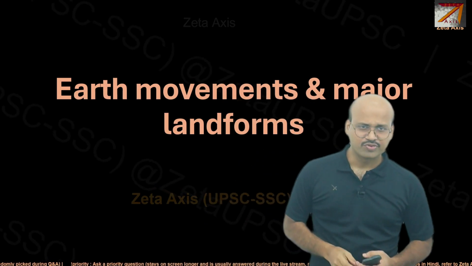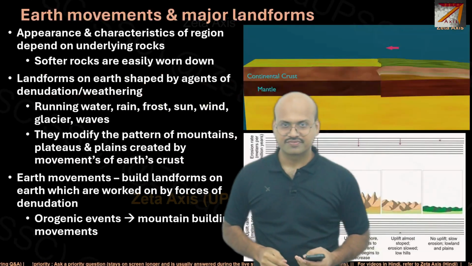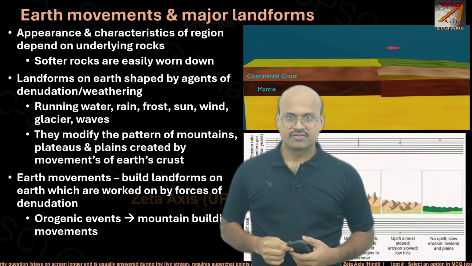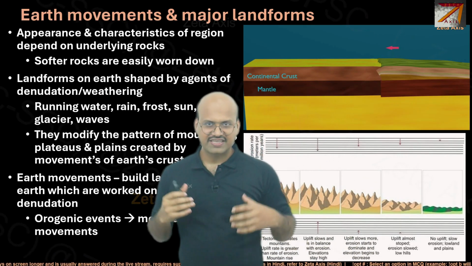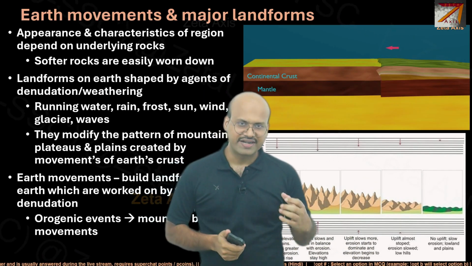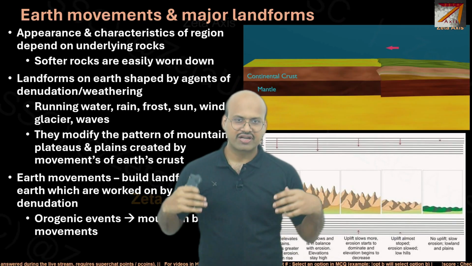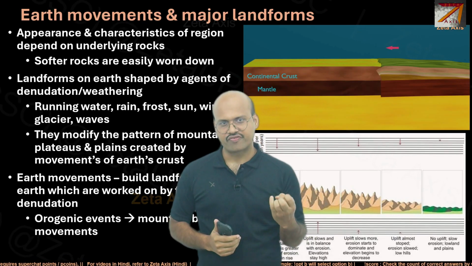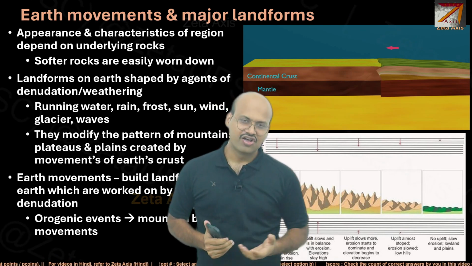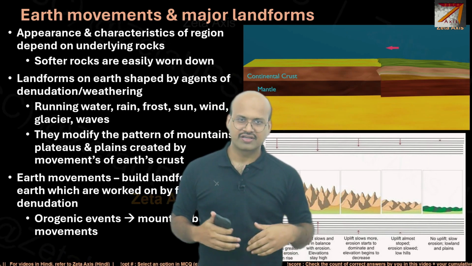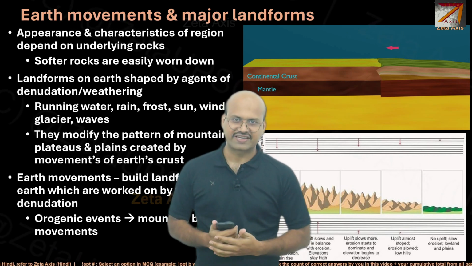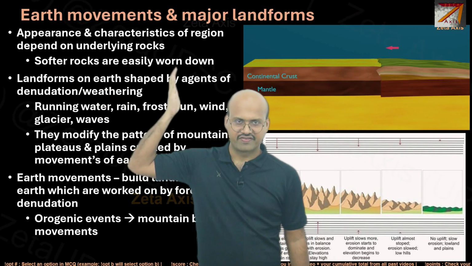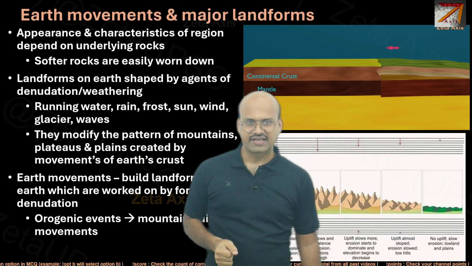Now let's see Earth's movement and major landforms. The appearance and characteristics of a region depend on the underlying rocks. So what kind of landform is formed in a region will depend on whether the rocks are soft or hard, or what is the history of the tectonic activity or other natural forces acting on those regions. If there are softer rocks, they are easily weathered away. If there are harder rocks, it will take a lot of time.